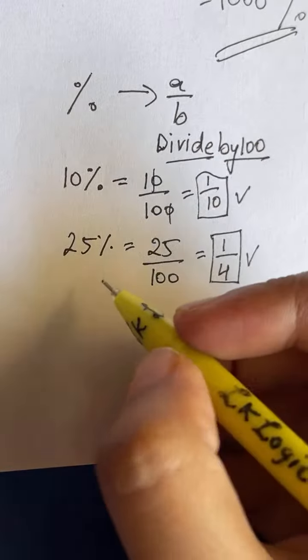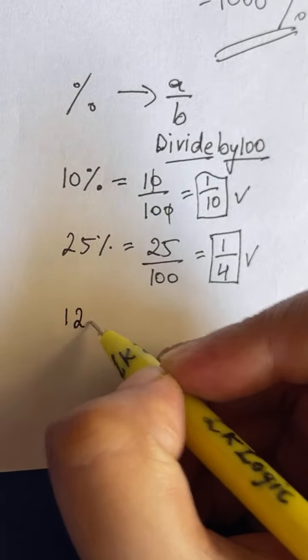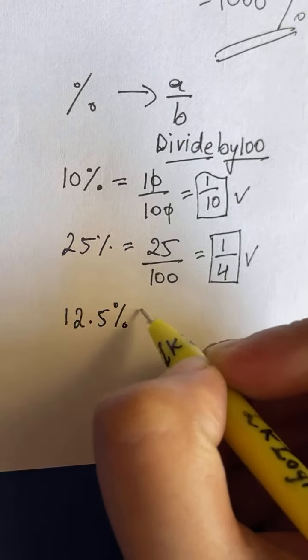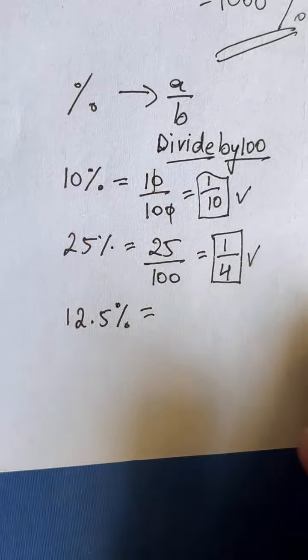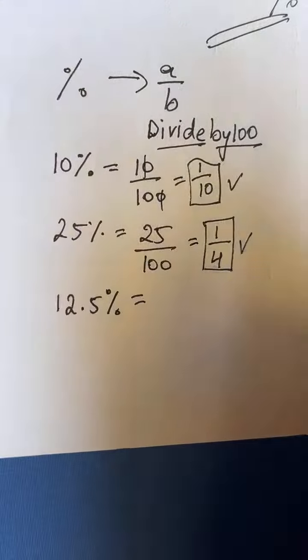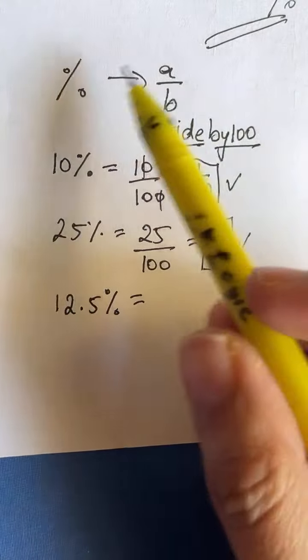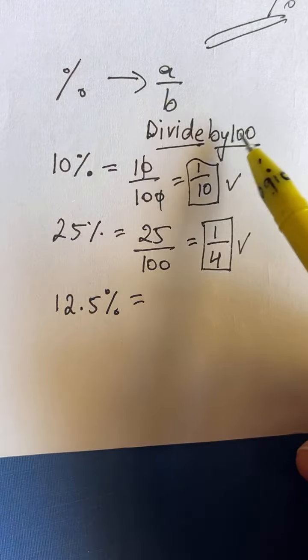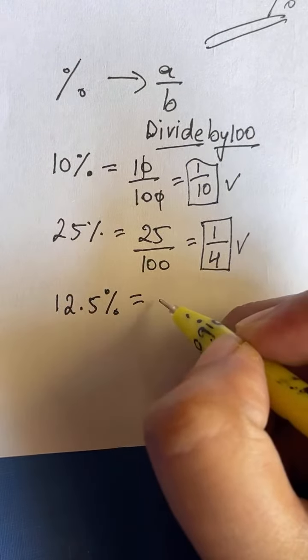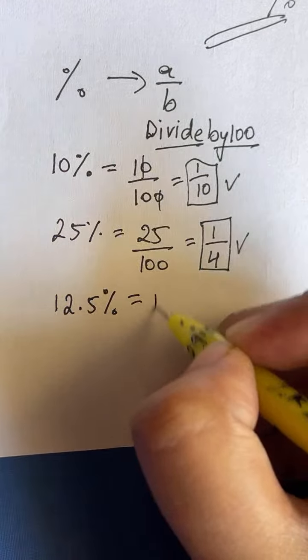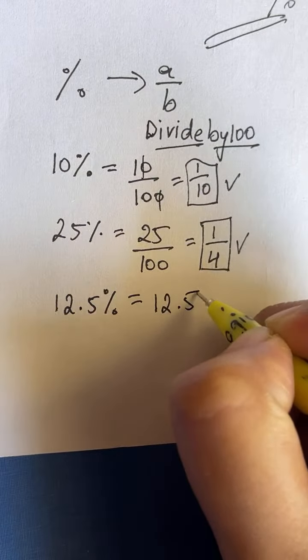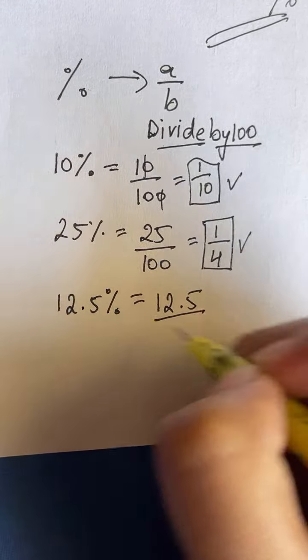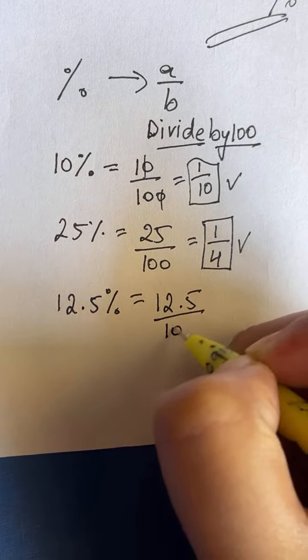Okay, let's see another example. For example, if you have 12.5%, how are we going to do that? So always divide by 100. That means percent itself means out of 100. Out of 100, divide by 100. So we are going to write the number as it is, that is 12.5 per 100. So the percent symbol is going to change to per 100.